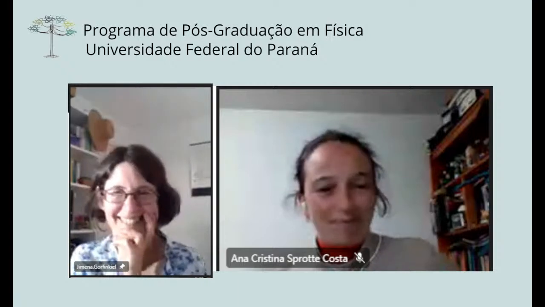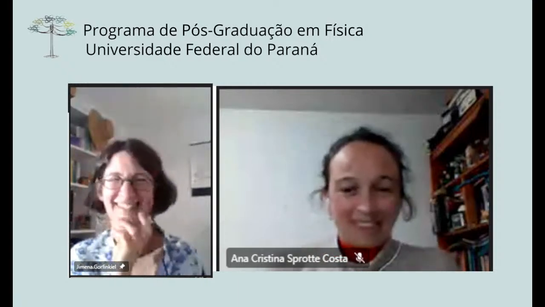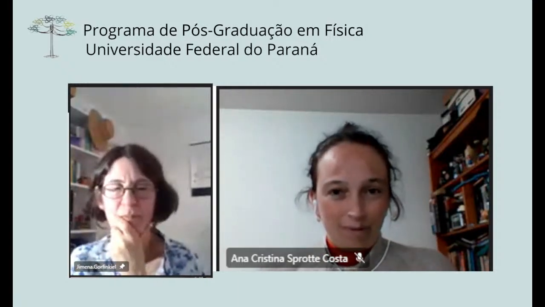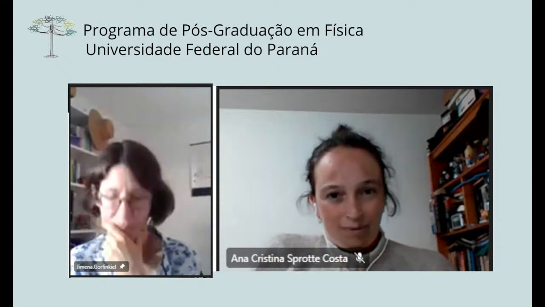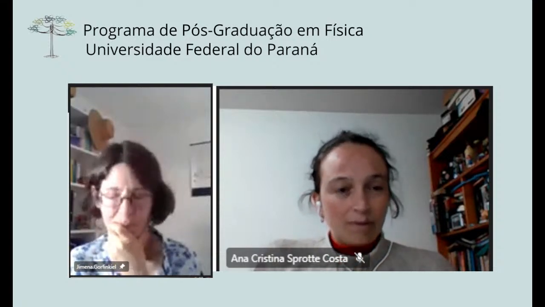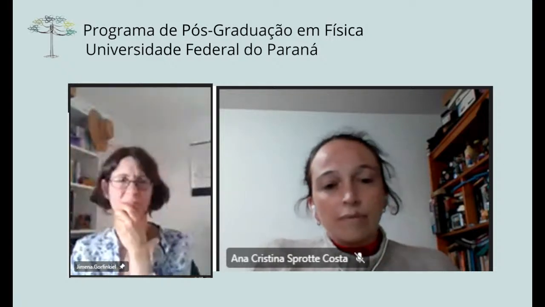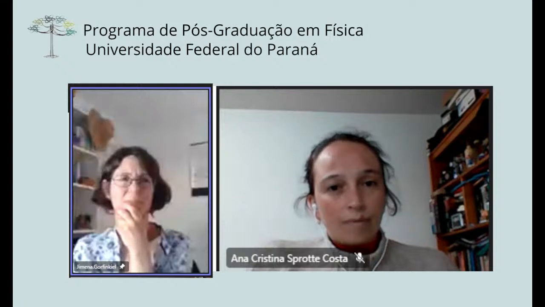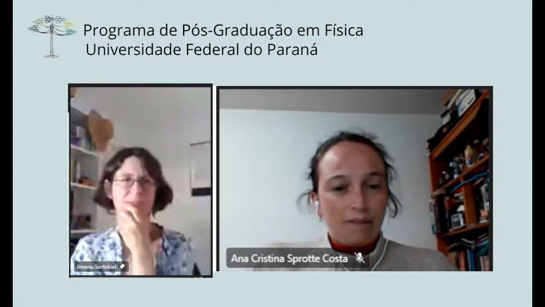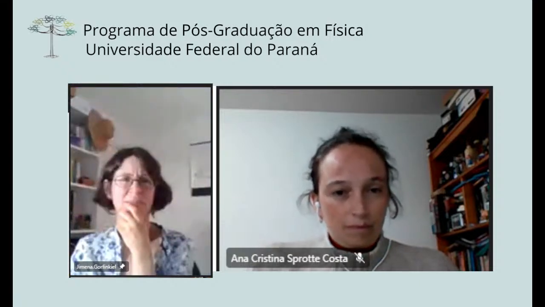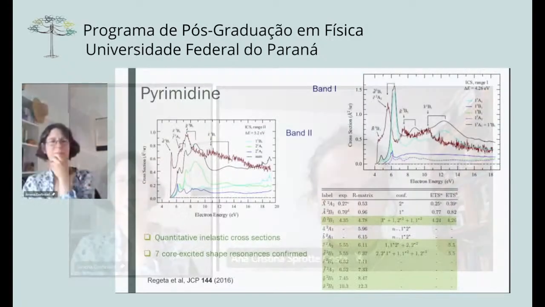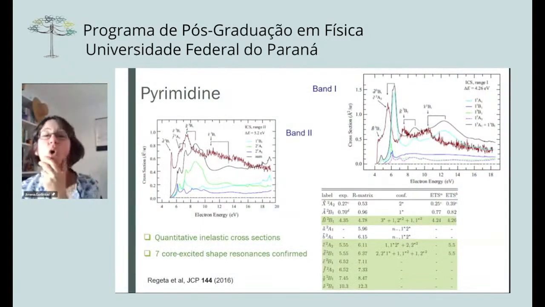It was really nice. I have a question. When you mentioned the resonances in pyrimidine, I guess it was pyrimidine, you mentioned that you saw a couple of core-excited shape resonances. My question is, how do you characterize these resonances? Do you only look at a cross-section, or do you do any additional calculation or analysis to make this characterization?